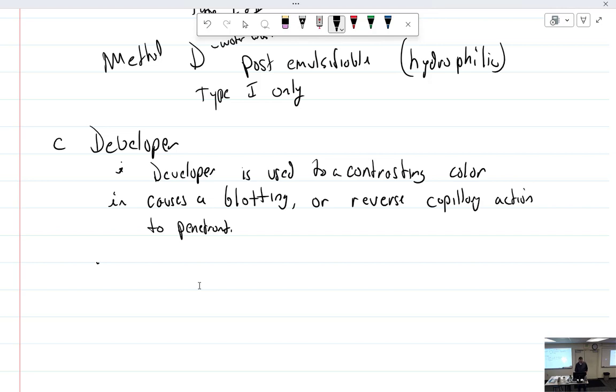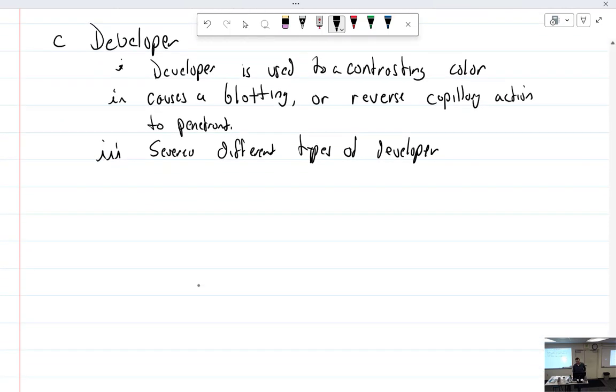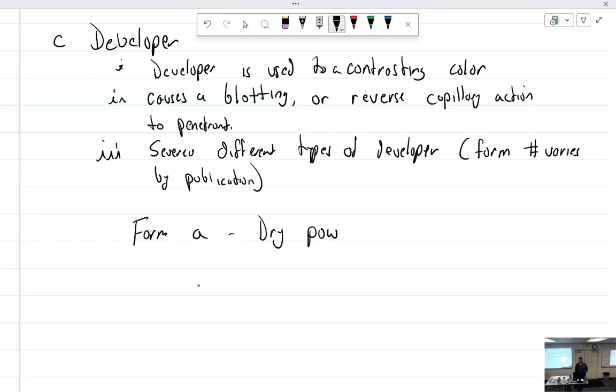Let me see. There are several different types of developer. And I do have to add this, the form number varies by publication. So some publications have one thing, some have another, most of them have the same stuff. And it's called a form. So first thing is form, little a. Form A, that is a dry powder. Dry powder, it's like a talc powder or baby powder, if you will.